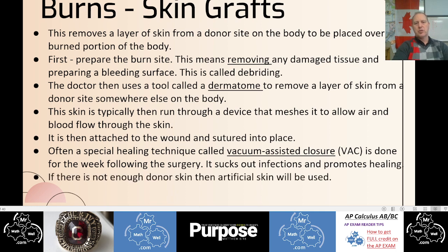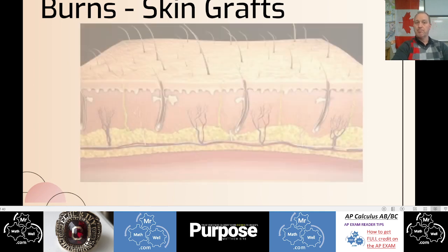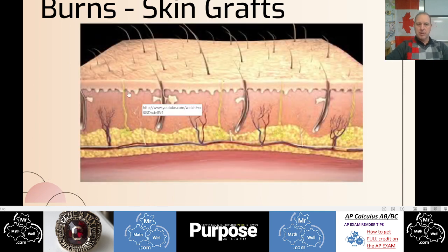If there's not enough donor skin, artificial skin will be used. We're not talking about plastic or rubber. It's talking mainly about animal cells, to try to trick the body into producing new regular skin cells. And so the donor cells, artificial, would be some animal skin cells. You can see at the bottom of this skin graft diagram there's an area that's been placed on top, and sometimes the skin comes with the hair follicles. If the roots are not damaged, the hair will keep growing as long as the body accepts the skin and can nourish it properly.